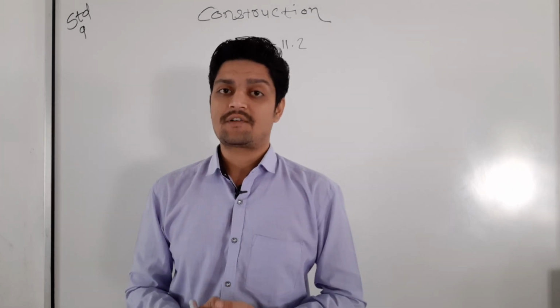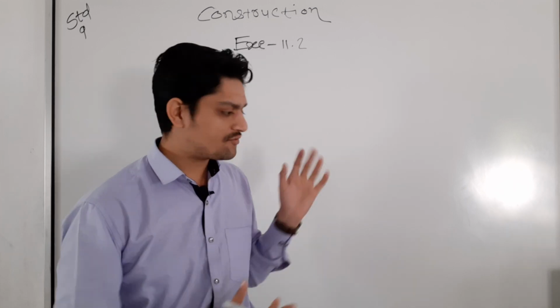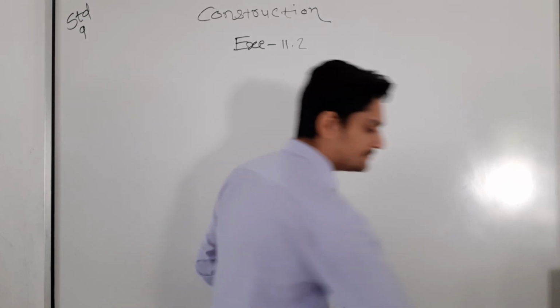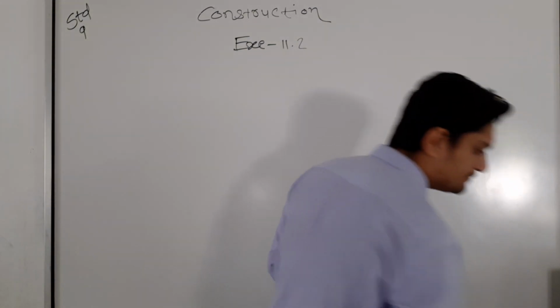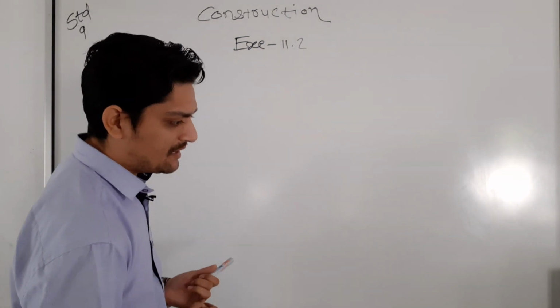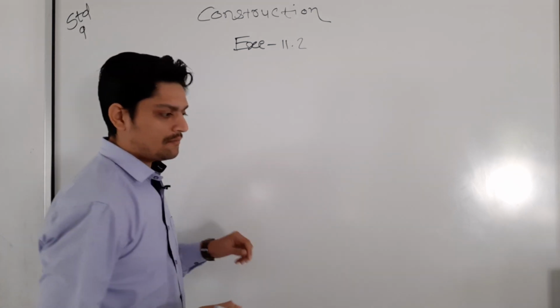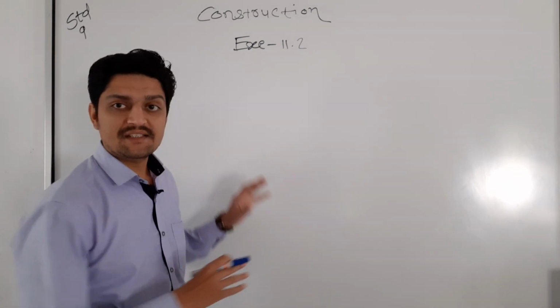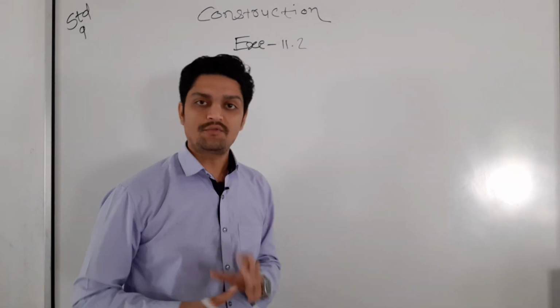Still, if you are not getting my words, then let me do it here. First question, right now I am going to start. This is the first type. The question says: construct a triangle ABC in which BC is 7, meaning the base is given, angle B is 75, meaning the base angle is also given, and AB plus AC we have to find.